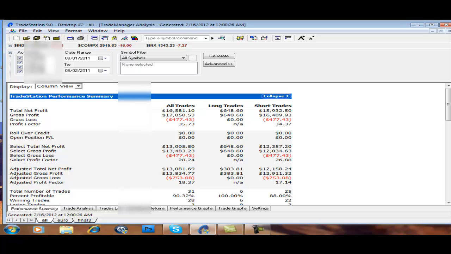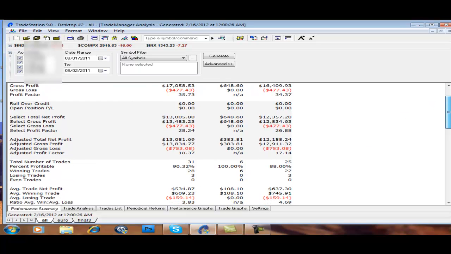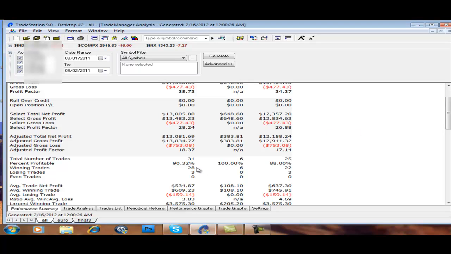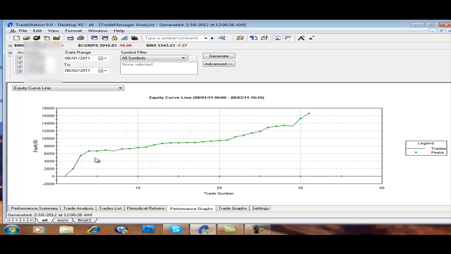Let's look here. We have a total net of 16,500 with a gross loss of 500. Here's our other numbers here. Percent profitable. 90% of those trades were profitable. We had 28 winning trades and 3 losing trades. We'll quickly look at the performance graph of that. It's a really nice curve.